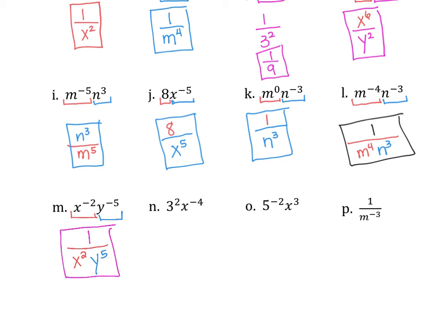Keep going. Okay, 3 to the second. 3 to the second is 3 times 3, so this is 9. x to the negative 4, since it's a negative exponent, I move the x to the bottom, and then I can change the negative exponent to a positive exponent.